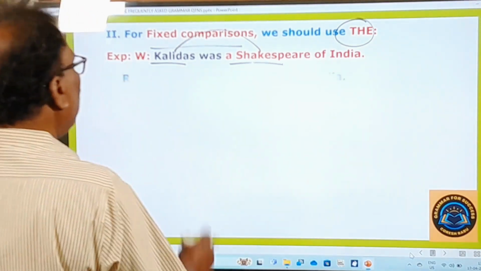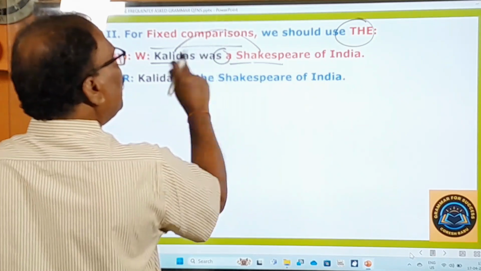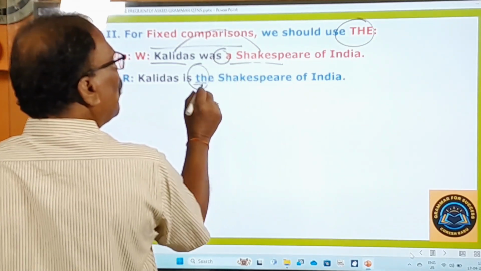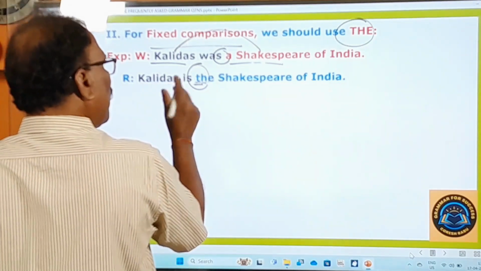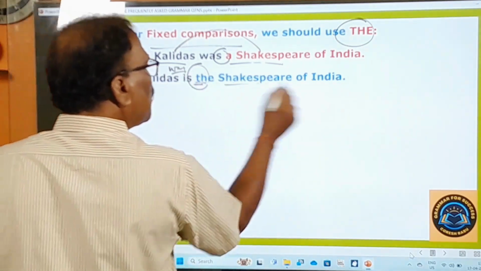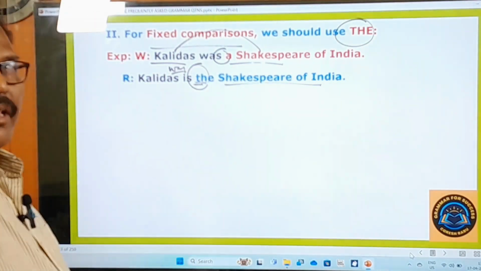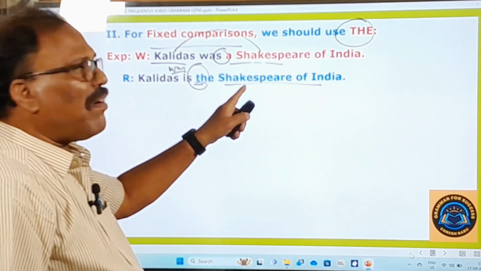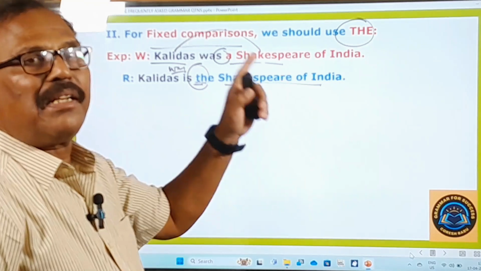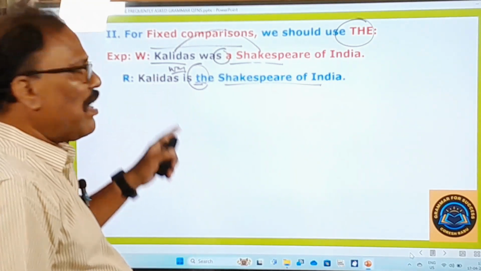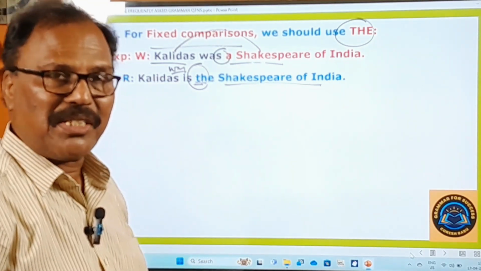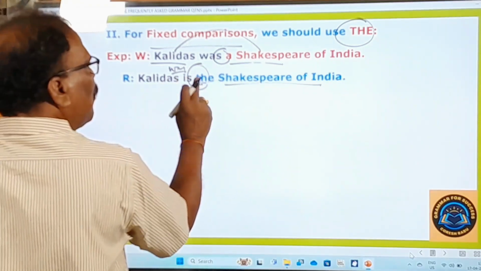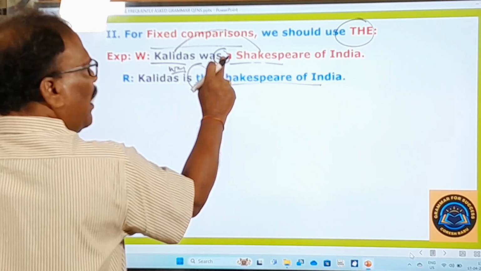But here this is wrong because, since it is a fixed comparison, you should not use a or an. What should you use? You should use the definite article. Kalidasa was the Shakespeare of India. That means just as Shakespeare was a dramatist in England, Kalidasa was also a dramatist in India. So this is a fixed comparison. Therefore, you must use the definite article, not a or an, right?